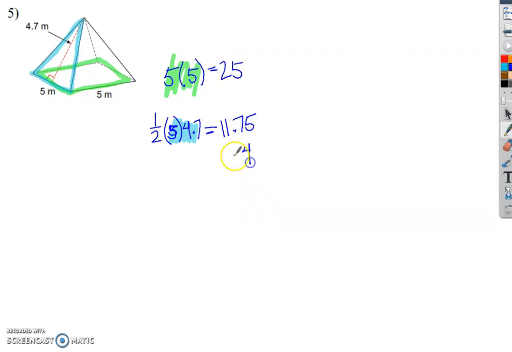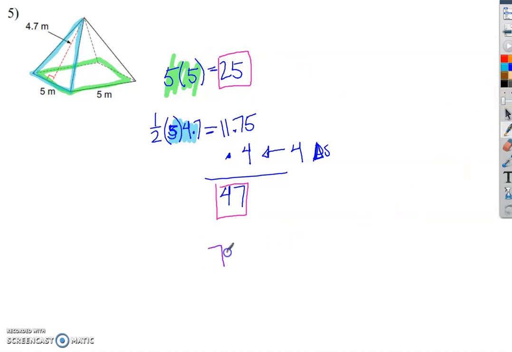There are 4 triangles. So I'm going to multiply. And I'm going to write right here that there are 4 triangles in this pyramid. It's a square pyramid. So 11.75 times 4, that's 47. All right, now that I have my 2 parts together, I've got 47 and 25. If I add those up together, I'll get 72 meters squared.